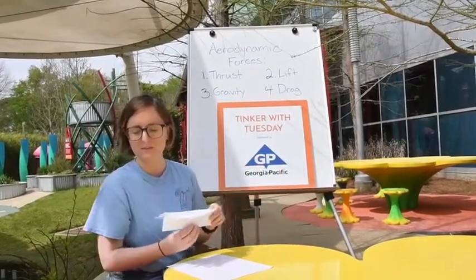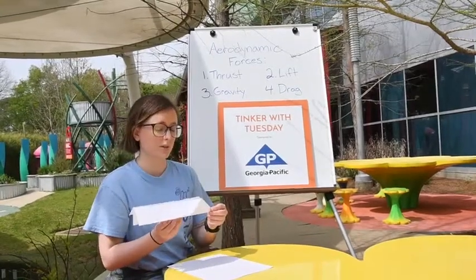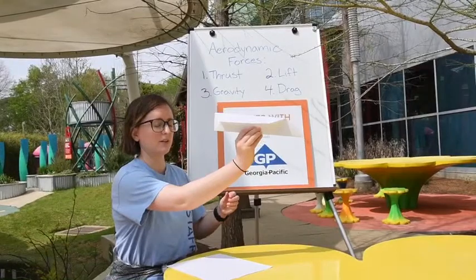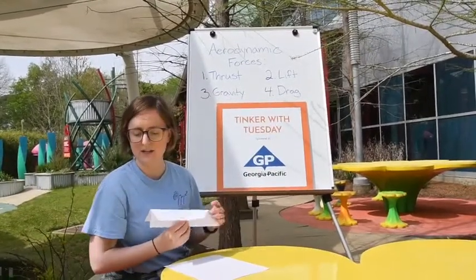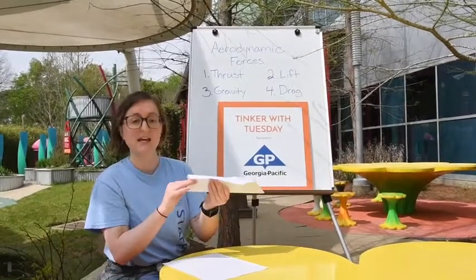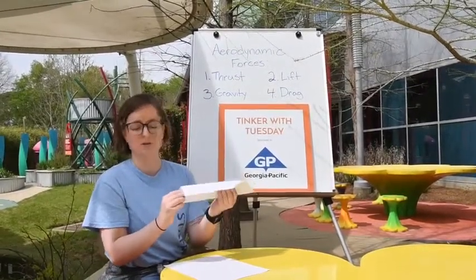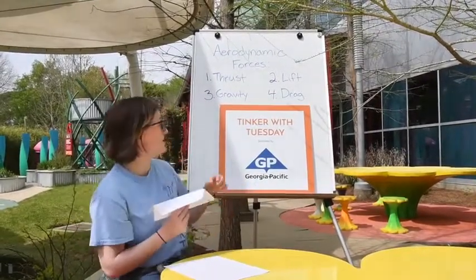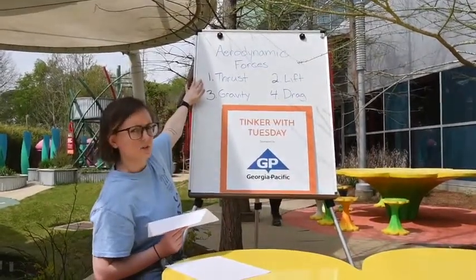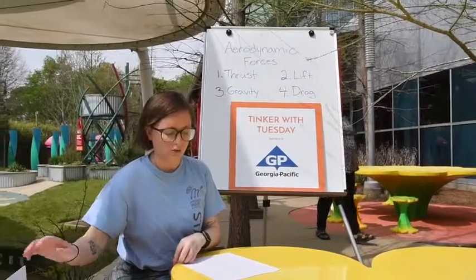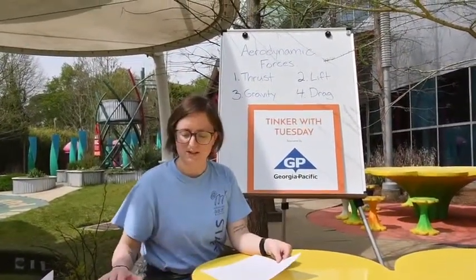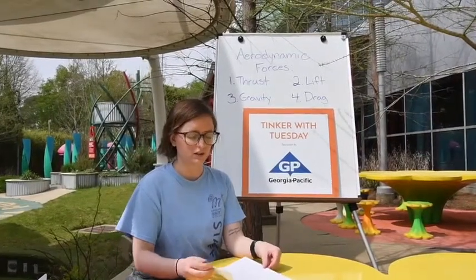Gravity is the force that pulls the airplane down. So at the end of its flight, when it comes down to the ground, that's gravity that's pulling it down. And then drag is the force that is exerted on the tail that makes the plane slow down. So drag is the opposite of thrust. So we have drag here and thrust here. Those two are opposites. So what we're going to do is make two different types of paper planes today. We have a simpler one and one that's a little harder.